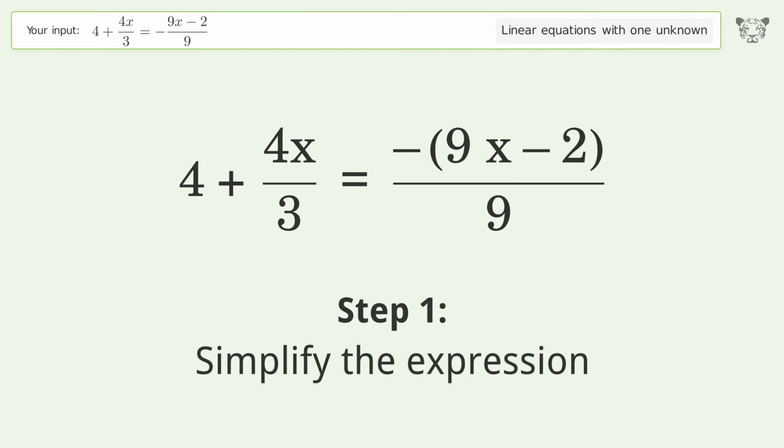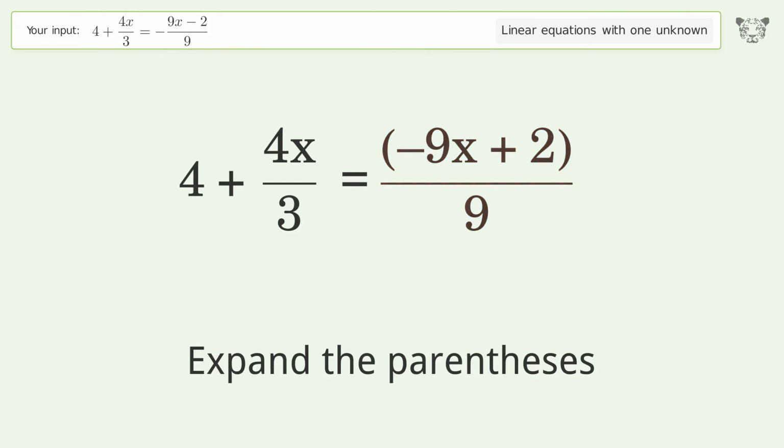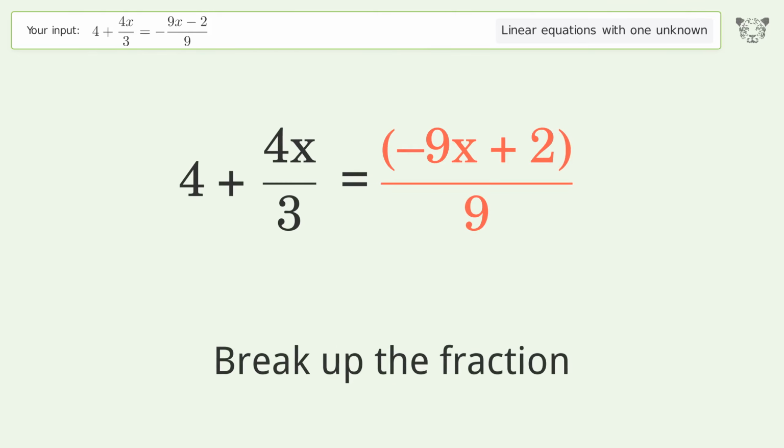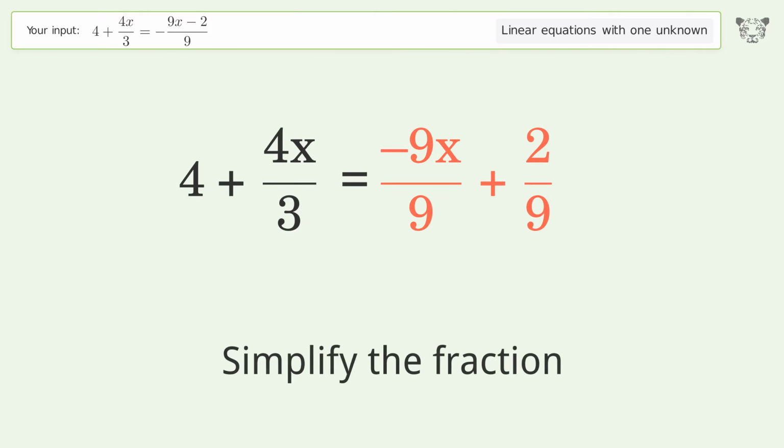Simplify the expression. Expand the parentheses. Break up the fraction. Simplify the fraction. Group all x terms on the left side of the equation. Add x to both sides.